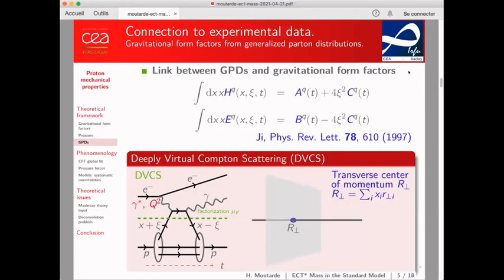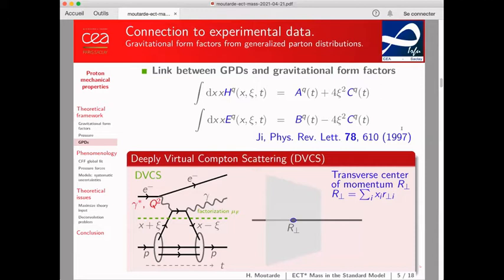So how do we do it? We do it from the links between GPDs and these gravitational form factors. So I'll be brief on this, mainly to make it self-contained. We consider the twist-two GPDs H and E, and I write things here only for the sake of simplicity in the quark sector, but similar relations would hold in the gluon sector. And we observe that many moments of GPDs are related to the gravitational form factor C_q.